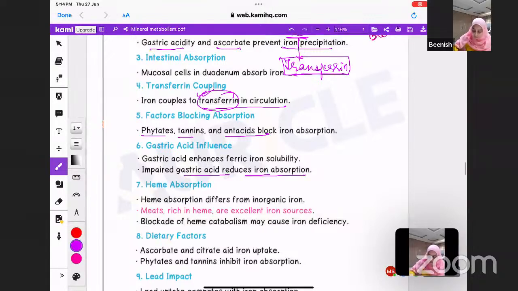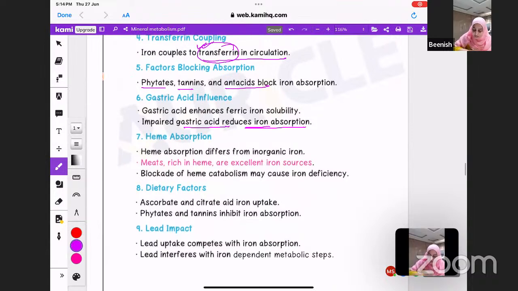Now talking about heme absorption differs from inorganic iron. Meat is rich in heme and it is an excellent iron source. So from animal sources, you're getting iron in the form of heme, and from plant sources, you're getting dietary iron in the form of Fe3+. Then blockade of heme catabolism may cause iron deficiency. Dietary factors, ascorbate and citrate, they aid iron uptake, and phytates and tannins, they inhibit iron absorption.